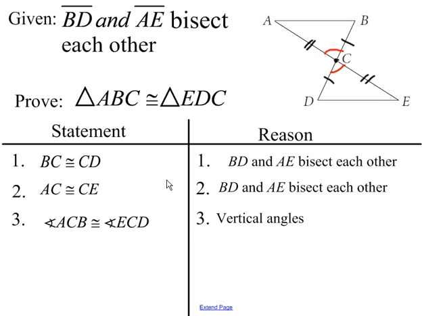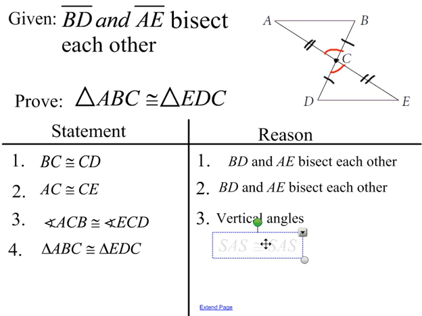Now finally, we could say, look, these triangles have to be congruent to each other because of the side angle side postulate. So we got side congruent to side, angle congruent to angle, and side congruent to side. That's the side angle side postulate. The two sides and the included angle.